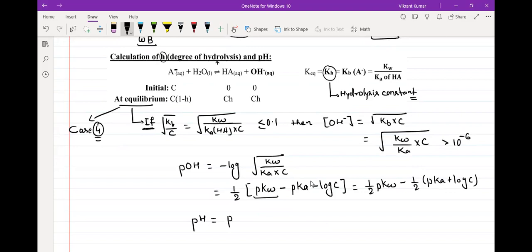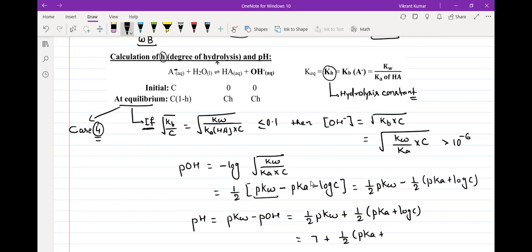So that's why if I have to calculate pH, that will become pKw minus pOH. If you do that now, we'll be getting half pKw, and then half times pKa plus log C, and that will be 7 plus half pKa plus log C at 25 degrees.